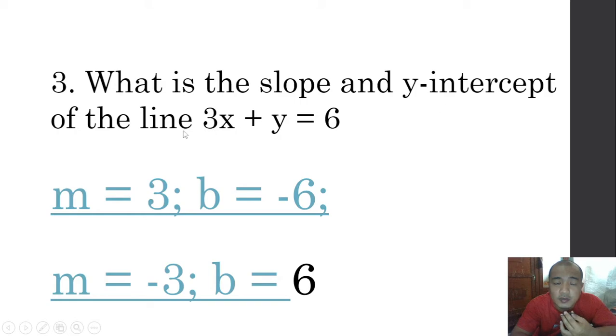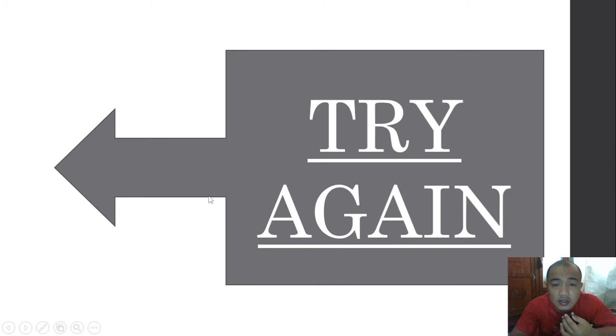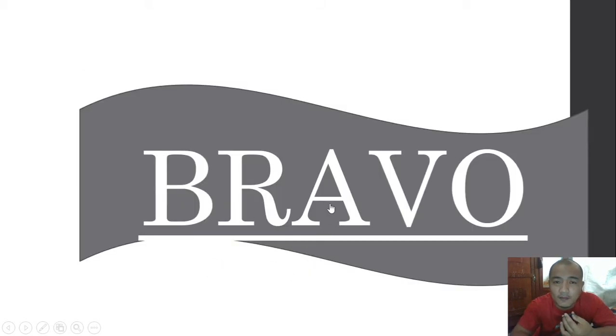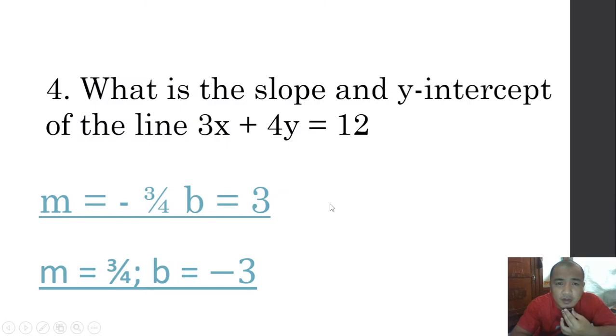What is the slope and y-intercept of the line 3x plus y equals 6? First you need to transpose 3x, so it becomes y equals negative 3x plus 6. So what are your slope and y-intercept? Negative 3, 6, or 3, negative 6? If your answer is 3, negative 6, you are wrong. It should be negative 3, 6. The slope is negative 3, b is 6. Bravo. Next item.